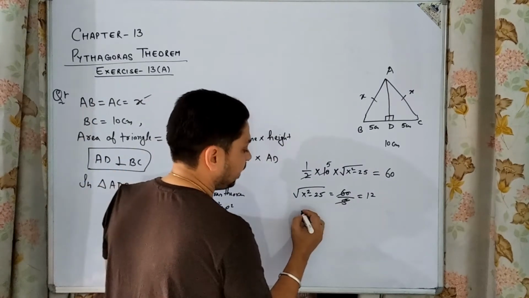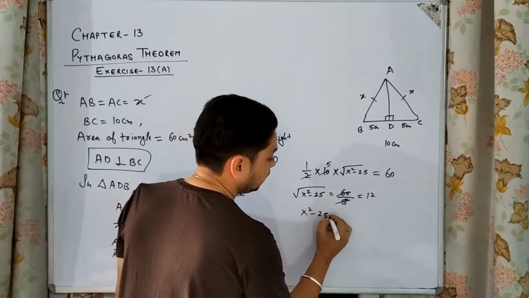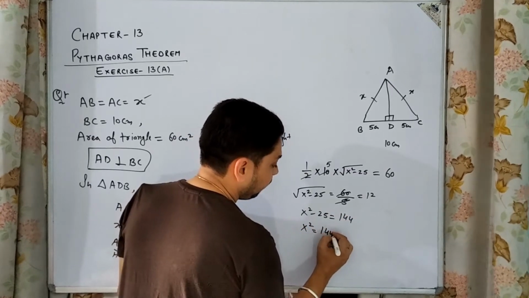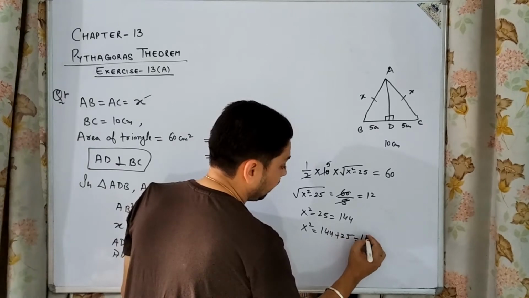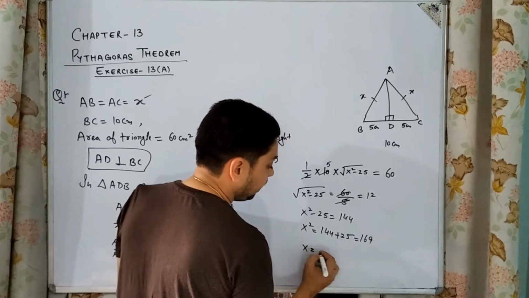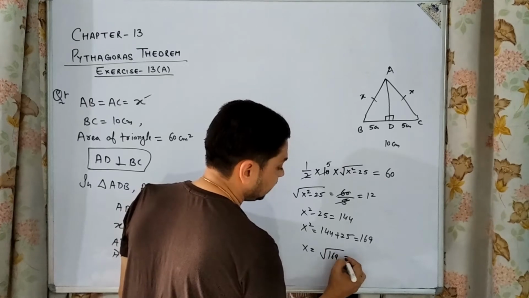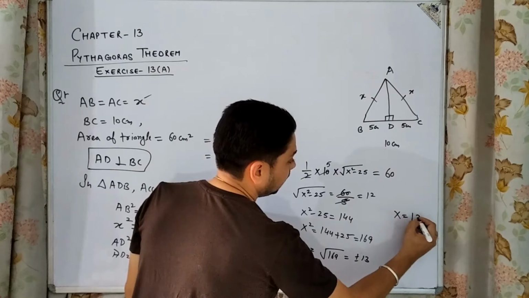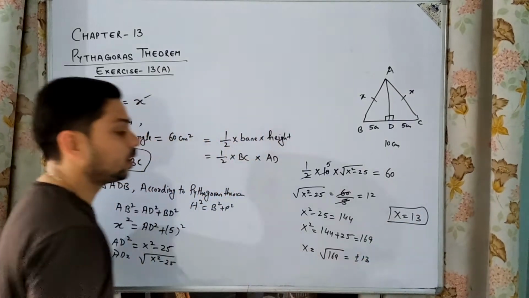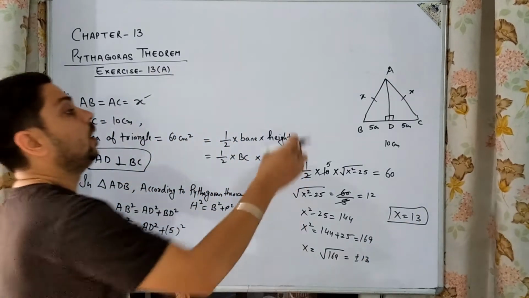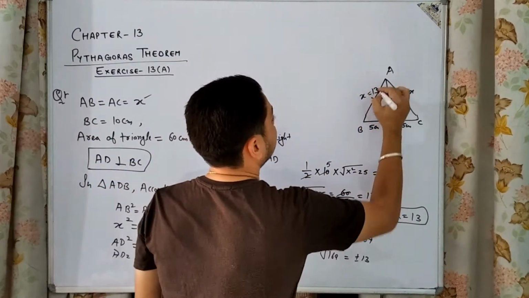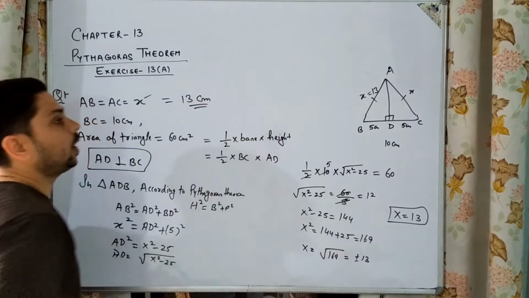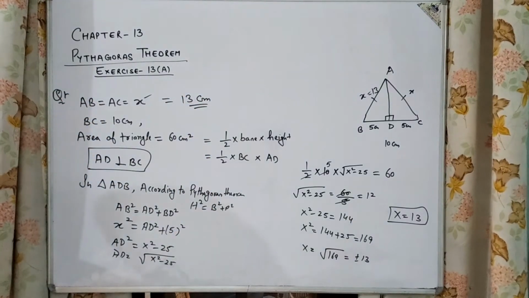Now squaring both sides, it will give you x square minus 25 equal to 144. X square is equal to 144 plus 25, this is equal to 169 here. X will be equal to square root of 169, this is equal to plus minus 13. So x is equal to 13 here. We will reject the negative value. And what we have, x is equal to 13 here. So what is the 13 centimeter? Okay. What are the two other sides of isosceles triangle?